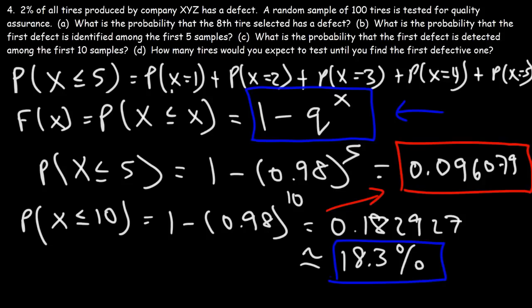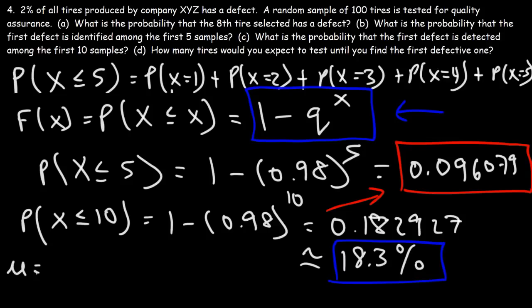Now, what about part D? How many tires would you expect to test until you find the first defective one? How can we find the answer to that question? So go ahead and think about it for a minute. Pause the video if you will. The answer is the mean. All we need to do is calculate the mean, and that's going to determine the number of tires we expect to test until we find at least one defective one.